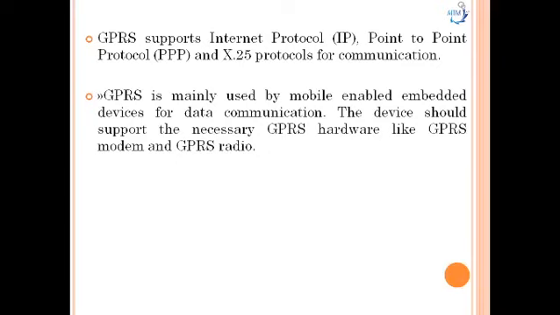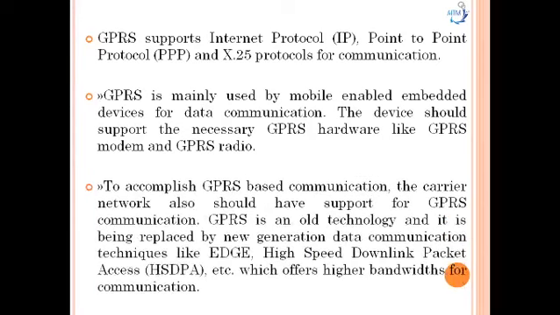GPRS is mainly used by mobile-enabled embedded devices for data communication. The device should support the necessary GPRS hardware like a GPRS modem and GPRS radio. To accomplish GPRS based communication, the carrier network also should have support for GPRS communication. GPRS is an old technology and it is being replaced by new generation data communication like EDGE technology, high speed downlink packet access, etc., which offer high bandwidth for communication.